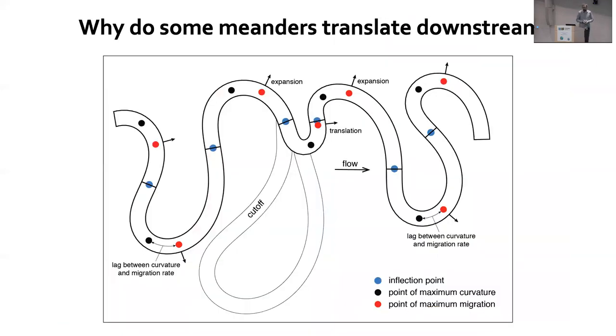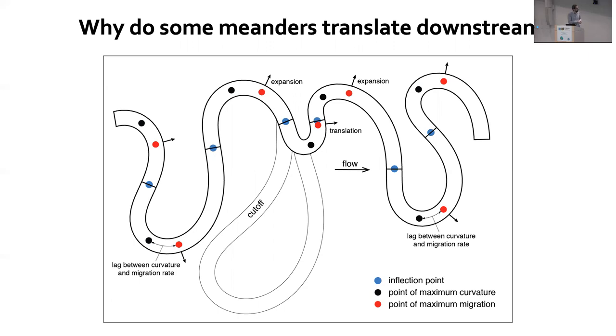We know that. So why do some meanders translate downstream if we have no confinement? The model basically suggests that you don't necessarily need confinement to have downstream translation. All you need to consider is that the point of maximum migration, the red, is downstream from the point of maximum curvature, which is black.